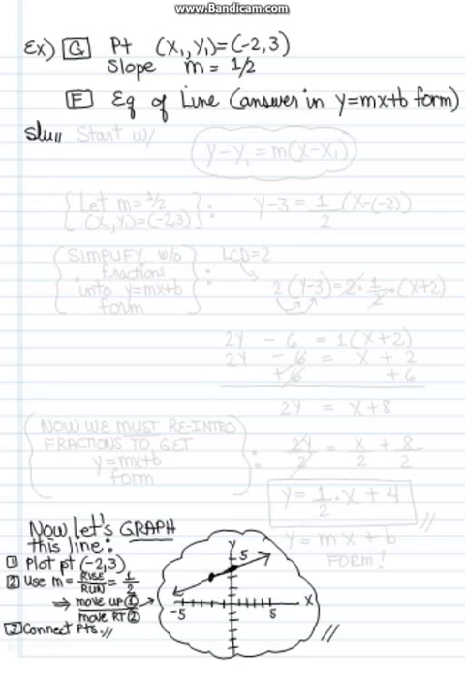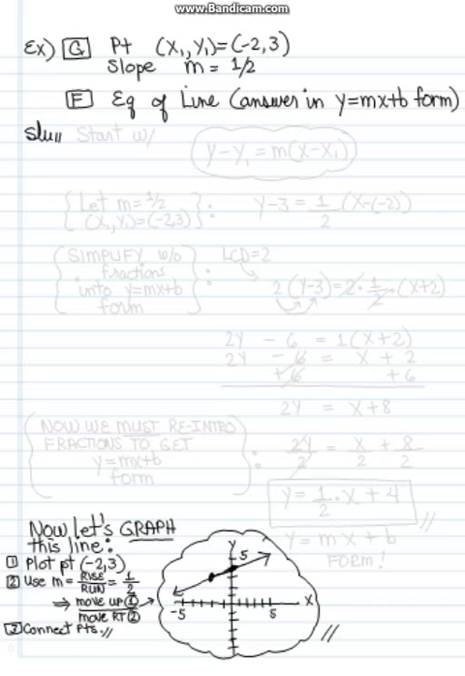Here we're given a point. We'll name it x sub 1, y sub 1. It's equal to negative 2, comma 3. And we're given the slope, m, is equal to 1 over 2. We're asked to find the equation of the line containing that point and having that slope.